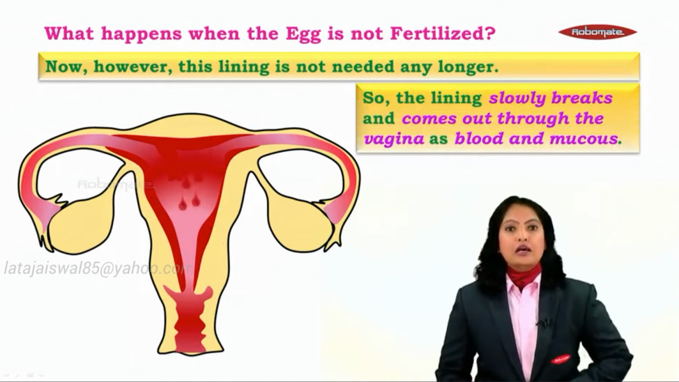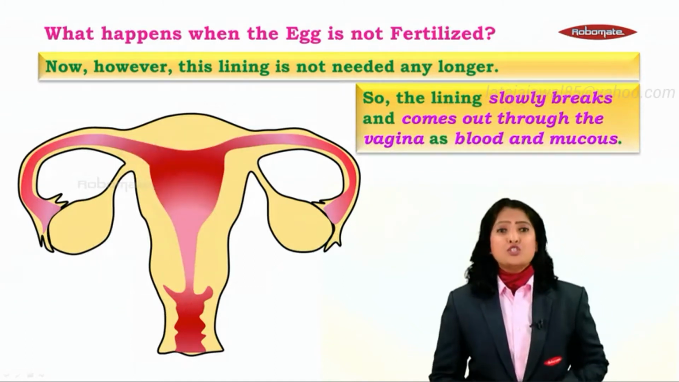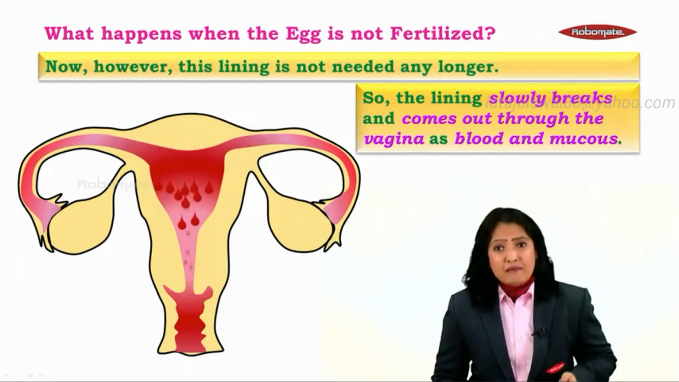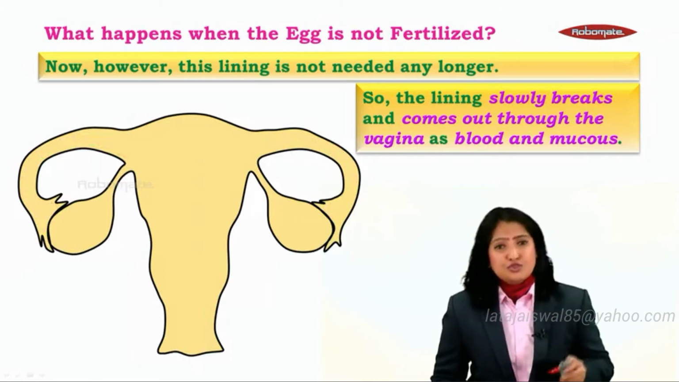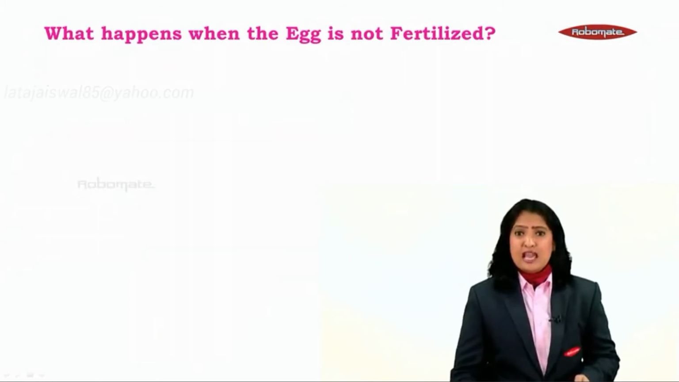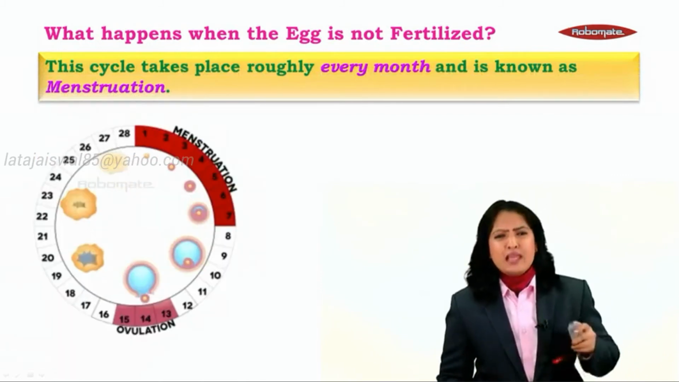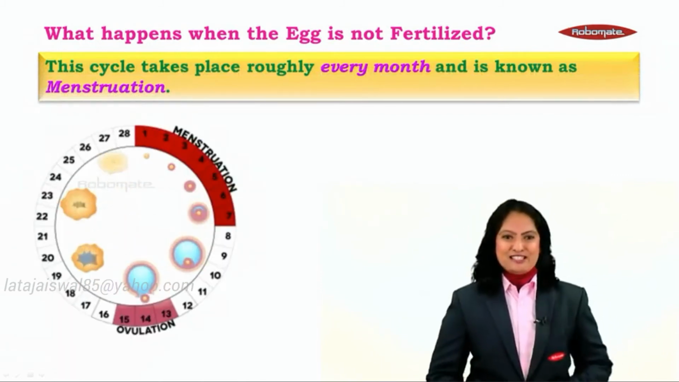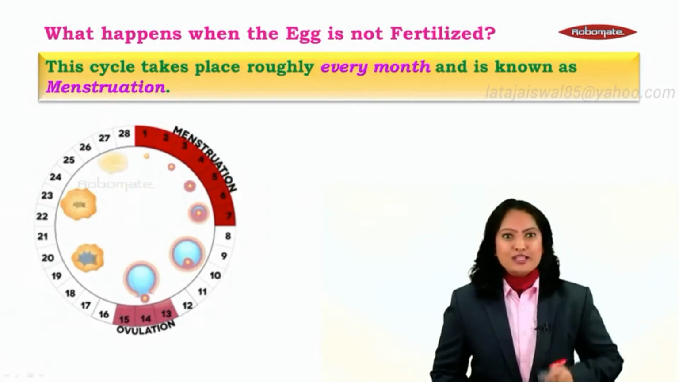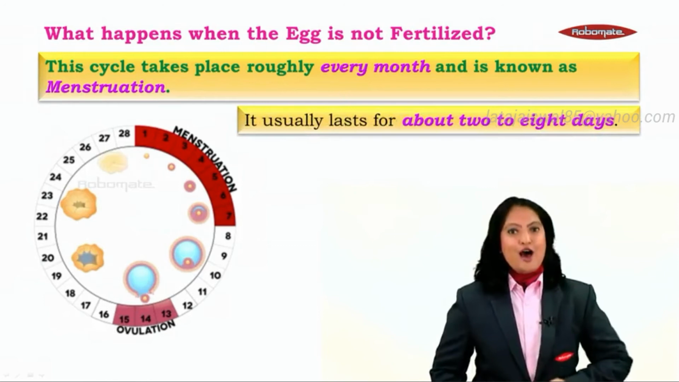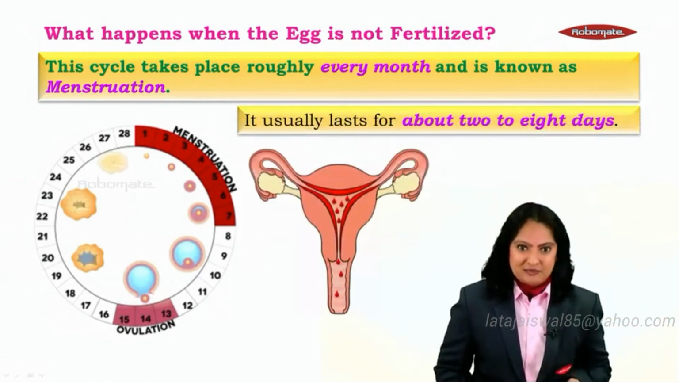So now what? The lining slowly breaks and comes out through the vagina as blood and mucus. The lining sheds off and comes out through the vagina as blood and mucus. And this cycle takes place roughly every month. And because it takes place every month, it is called menstruation. So how long will the menstrual flow last? It usually lasts for about 2 to 8 days.